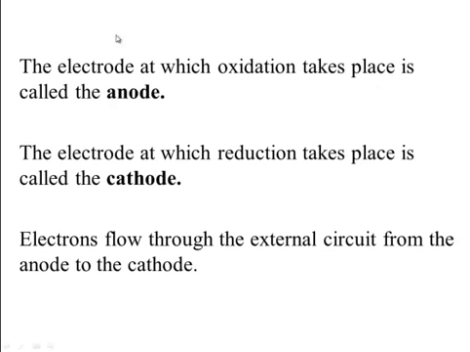So basically in a galvanic cell or a voltaic cell, the electrode at which oxidation takes place is the anode, the electrode at which reduction takes place is the cathode, and electrons flow in the external circuit obviously from the electron rich anode to the electron deficient cathode. So basically the anode is a negative electrode and the cathode is a positive electrode.